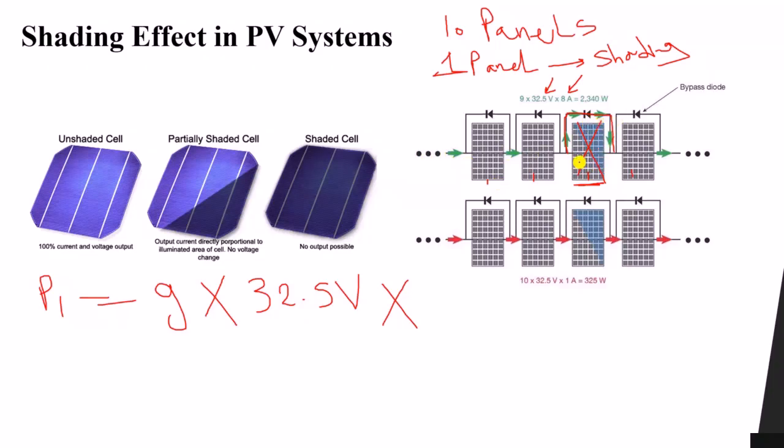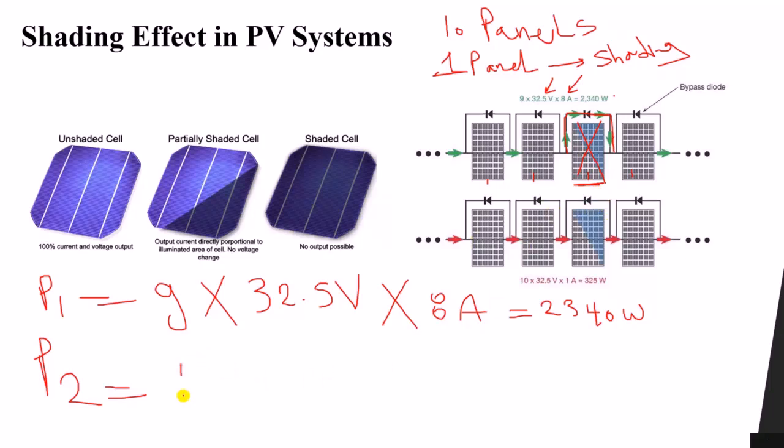Now, since we cancelled this panel, we will still have a large current, which is 8 ampere, as an example. So we will have a total power of 2340 watt. Now, in the second case, when the bypass diode does not work, the panel number 2, which has shadow, will still be connected. We will assume that the bypass diode does not exist.